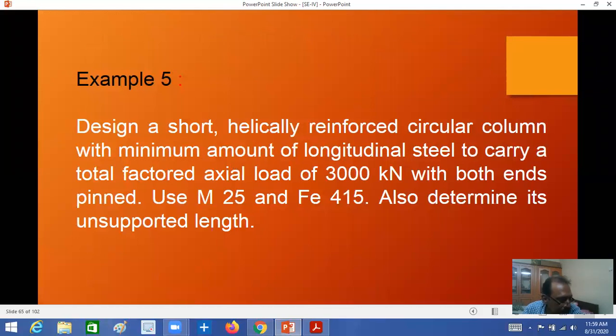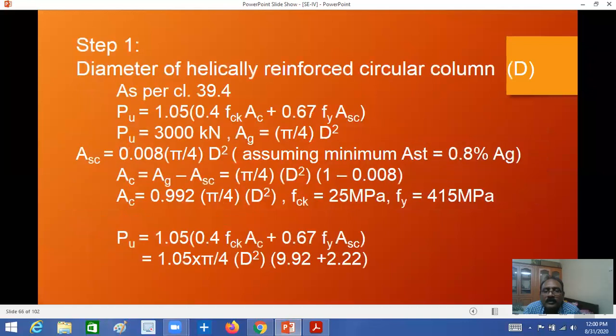How to design a short column? We'll see one problem here. Design a short helically reinforced circular column with minimum amount of longitudinal steel to carry a factored axial load of 3000 kilonewton with both ends pinned, and use M25 and Fe415. Also determine the unsupported length.